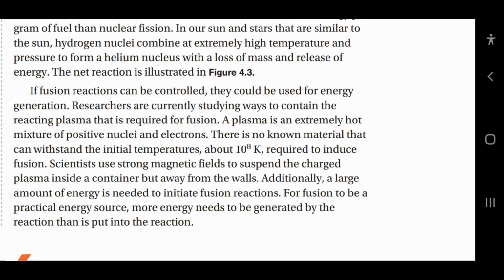Additionally, a large amount of energy is needed to initiate a fusion reaction. For fusion to be a practical energy source, more energy needs to be generated by the reaction than is put into the reaction. So, to initiate the fusion reaction, we could use a fission reaction to start it.